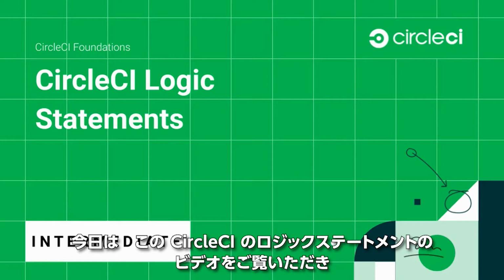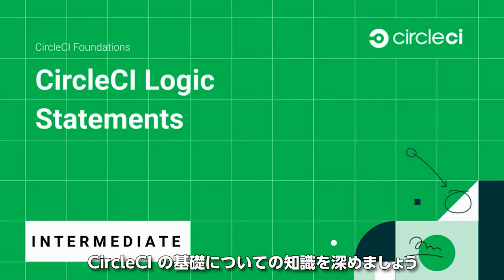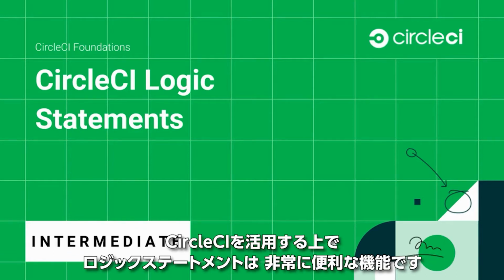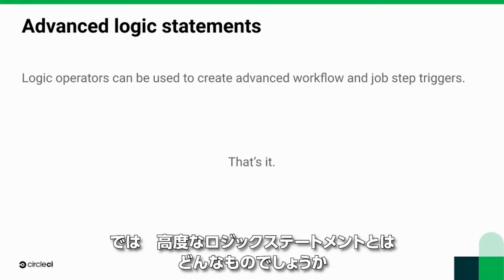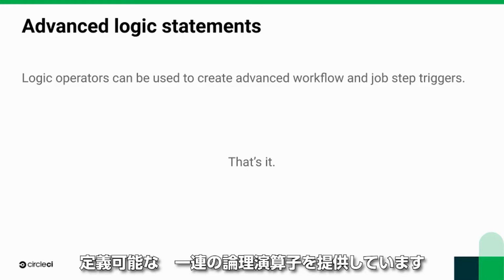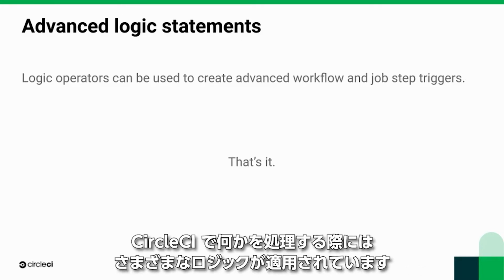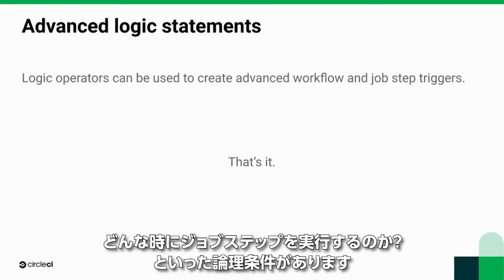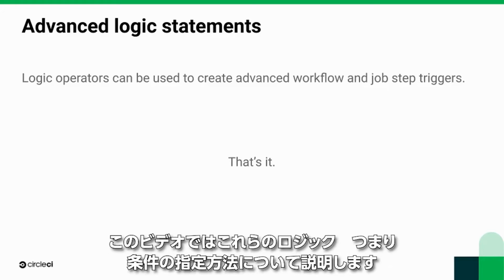Today I'm going to lay down some more CircleCI foundations for you with this CircleCI logic statements video. This is a very cool feature in CircleCI. Advanced logic statements, what are they? Well, basically we give you a set of logic operators that can be used to create advanced workflow and job step triggers. More logic around when things happen on CircleCI. When does a workflow run? When does a job step run? That's what we're giving you here.